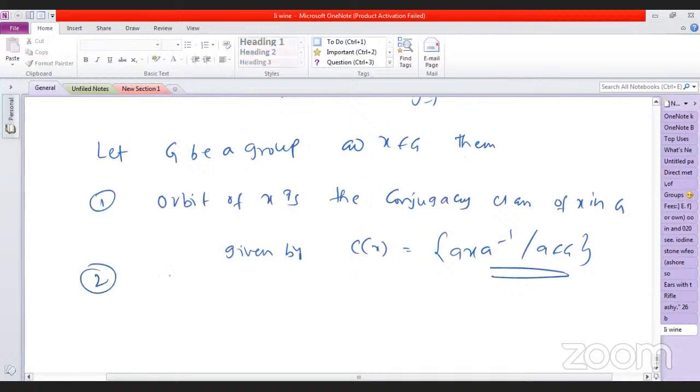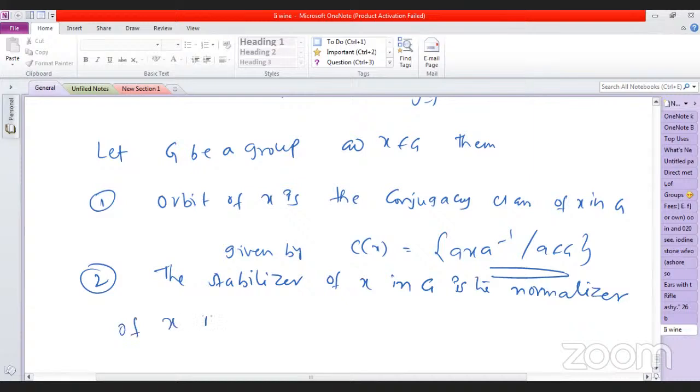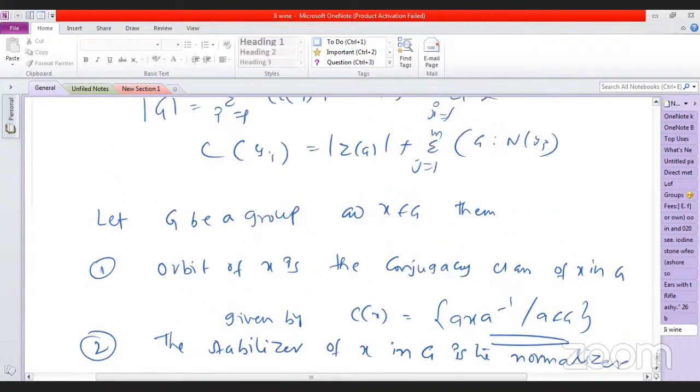The second condition I am writing here: the stabilizer of x in G is the normalizer, given by N of x is equal to A belongs to G such that Ax is equal to xA. So therefore, this is called the class equation. Have all of you understood? Yes, sir. Any more doubts? No, sir.